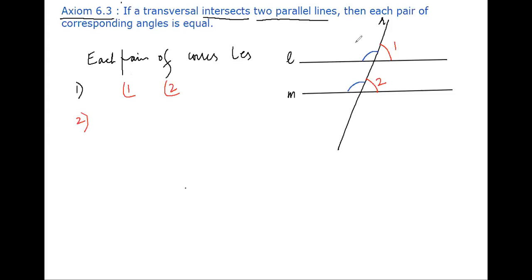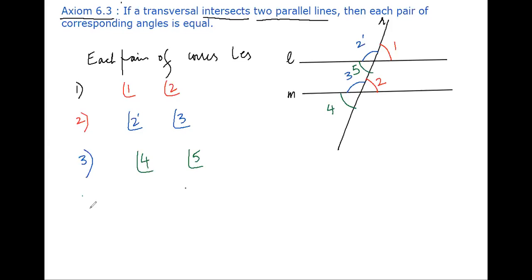And this, and this. 2 and 3. I'm sorry, you make it 2 dash and 3. Angle 2 dash and angle 3 is the second pair of corresponding angles. Which is the third pair of corresponding angles, students? These are exterior angles. You can name them 4 and 5. Angle 4 and angle 5 are also corresponding angles.